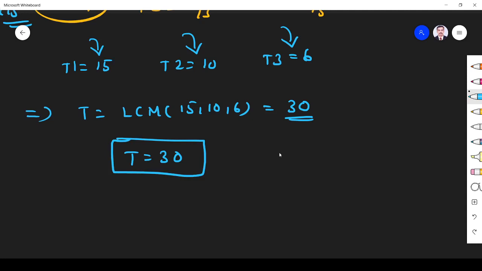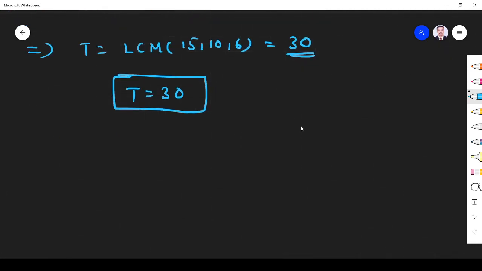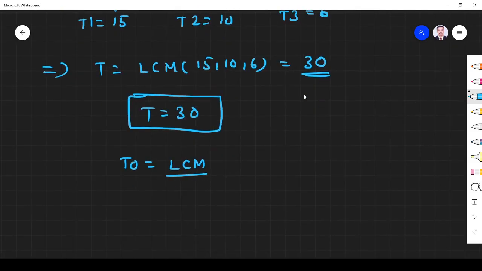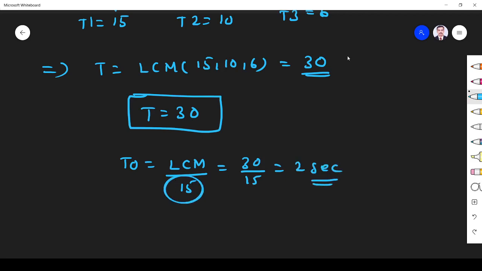So the LCM we got is 30. What is my T0, the fundamental period? T0 is given by the LCM, but because we multiplied everything by 15, that has to be removed. So we divide the answer by 15. It is 30 by 15, which is 2 seconds. That is the reason we divide by 15.